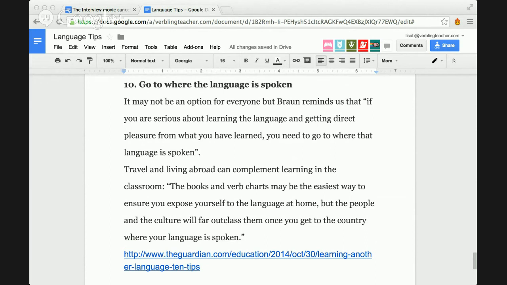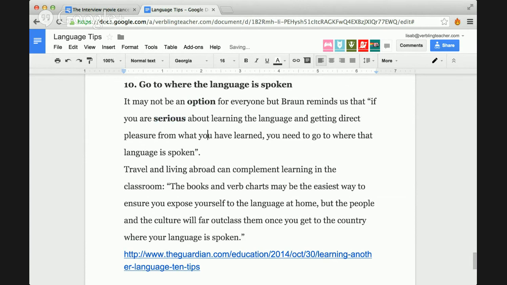Okay, so of course it may not be an option for everyone. An option is like you have the possibility of doing it. So you might not be able to go to another country, but somebody who's very, very serious about learning, somebody who might really need it for their job, getting into a school, something like that, you might want to try to get to where that language is spoken. That's the idea here, getting direct pleasure from what you've learned.